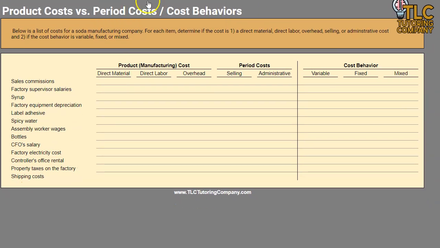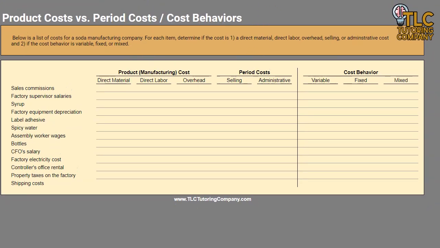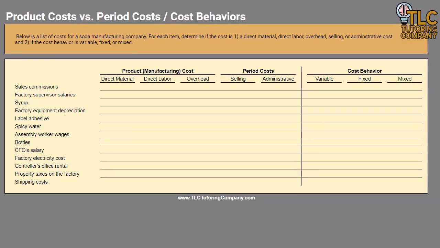All right, so just to get started today, we have a list of costs for a soda manufacturing company below. For each one, we're going to determine if it's a direct material, direct labor, overhead, if it's product, or selling administrative if it's period. And then we'll also determine its cost behavior.